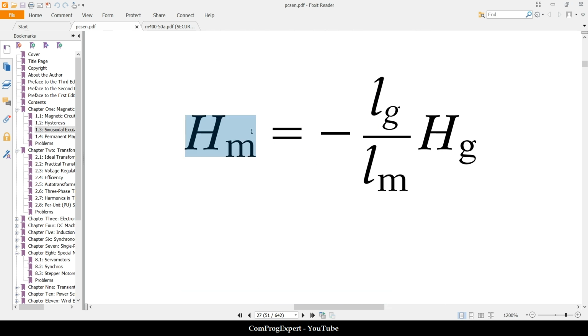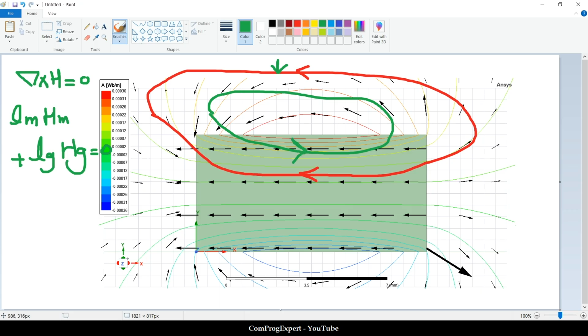As you can see, the field intensity inside the magnet is in the opposite direction of the H in the air gap. What do we mean by opposite direction? You should consider a reference direction, this green one. So for the external field, if this is in the same direction as the reference loop that we have here, for the next one, is it in the opposite one? So what we mean by the opposite direction is this. So this is important.